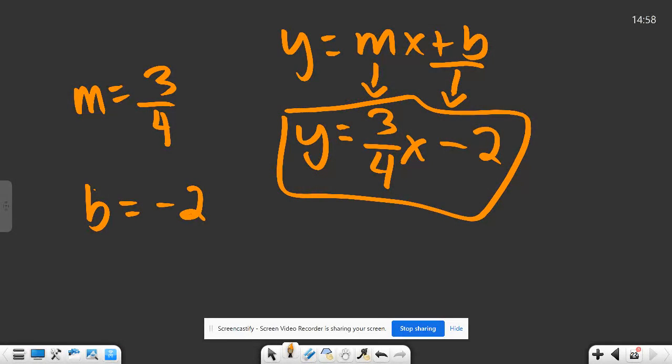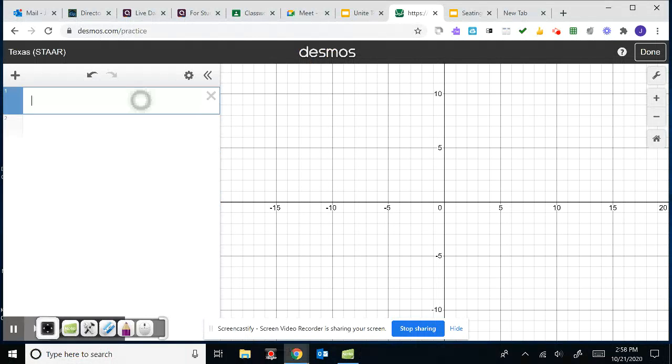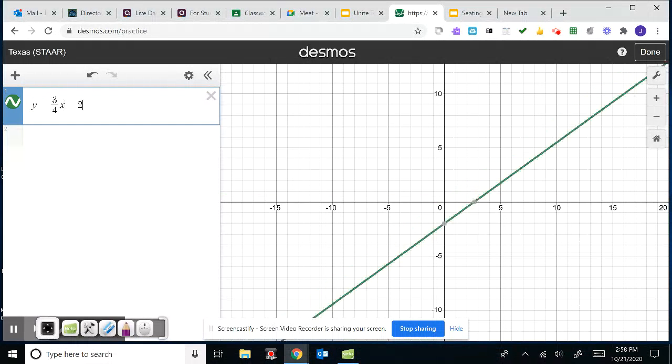And that's it. Once you find that equation, once you convert it to slope-intercept form, all you have to do is type it into decimals. Remember, your y-intercept is where it touches the y-axis, which is negative 2. Your 0 is where it touches the x-axis, which is 2.667.